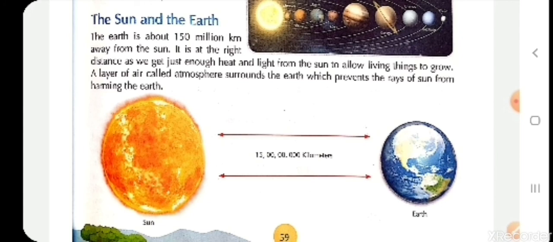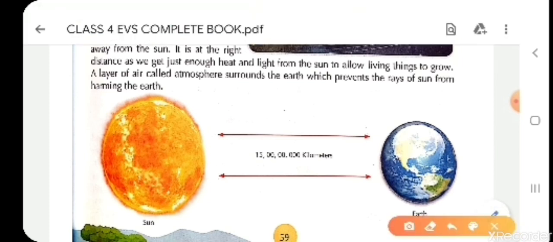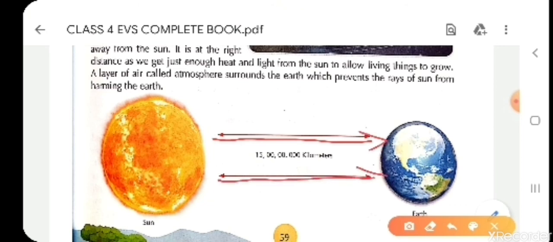Children, this distance which we can see here from sun to earth is about 150 million kilometers. Because of this distance only, it is possible for life to survive on Earth. So children, our next topic is shape.